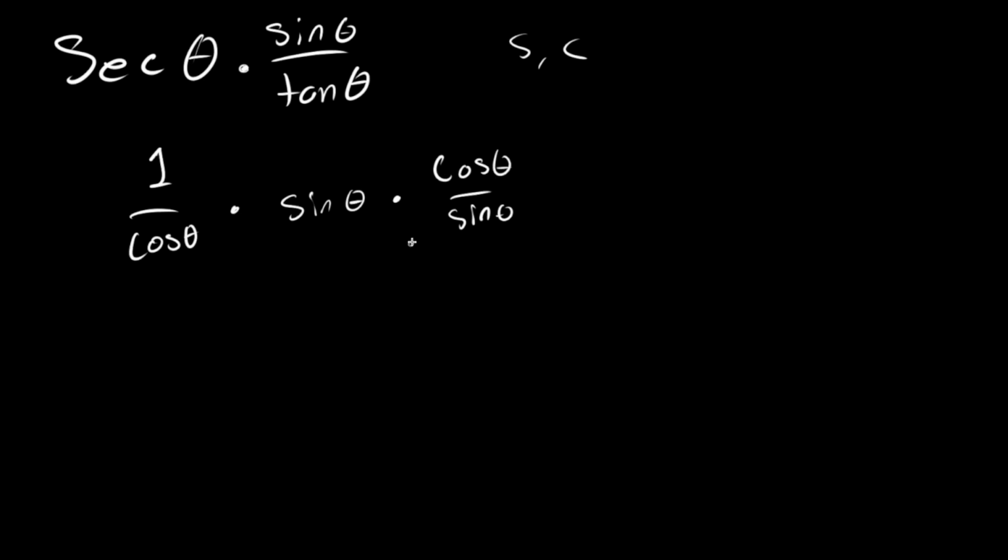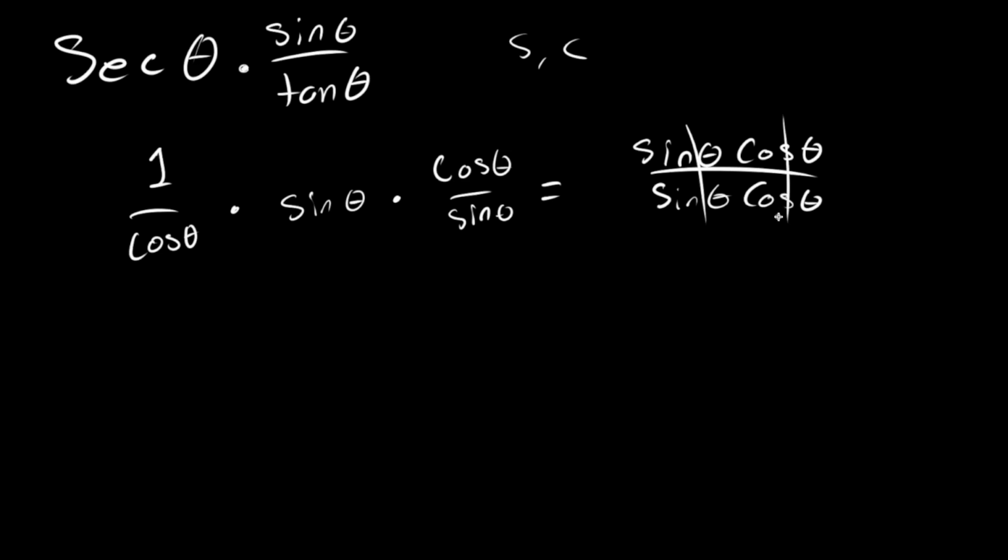And now you're going to see that we can start canceling things out. So we can just rewrite this all on one line as sine theta cosine theta over sine theta cosine theta. And you're going to see that these cancel out and lead us to getting our answer of 1.